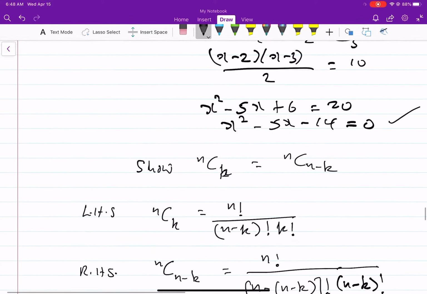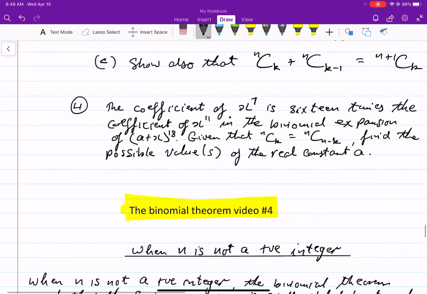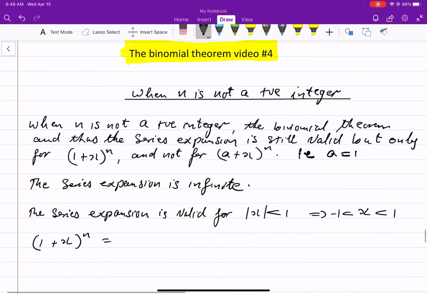We're going to now enter into the last bit of the binomial theorem. Right here, we're looking at the case when the power n in 1 plus x to the n is not a positive integer. I've already set up a couple of main points here, so let's go through them.